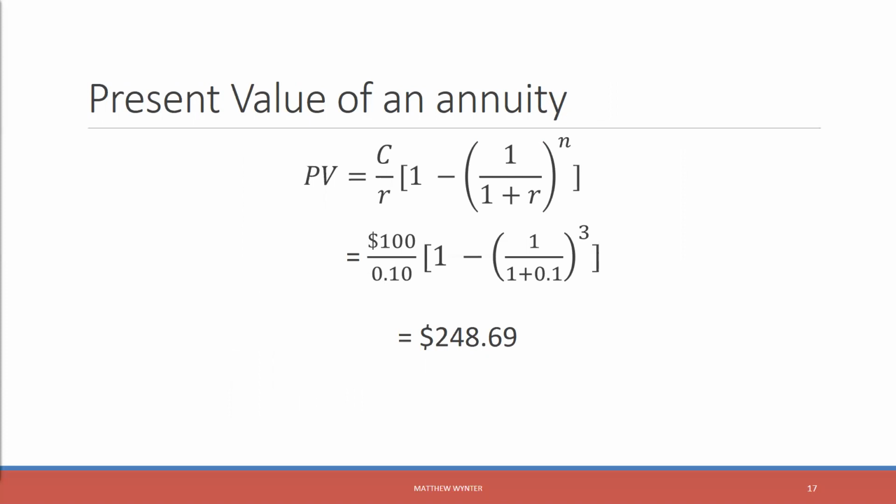We have a constant cash flow of C. We know that's going to be 100. Our N, our time period, is going to be 3 years. And we also know our R. Our interest rate was 10%. Notice how both approaches yield the same answer because they have to.